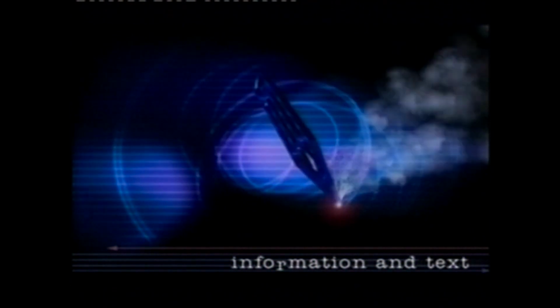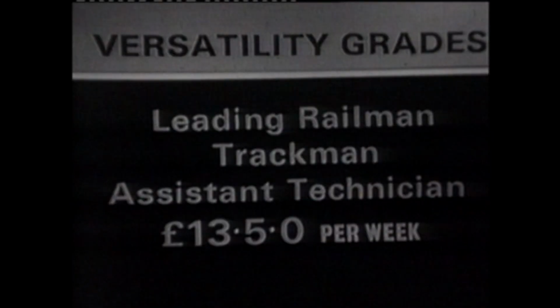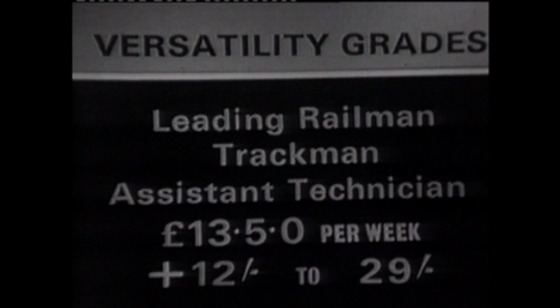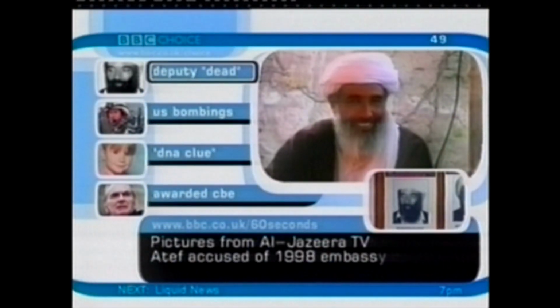Back in 1967, graphics had limited scope as to how they could show information on screen. This is a typical graphic, text with no image. All earning £13.5. Increases here from 12 to 29 shillings. These days it's all a bit different.